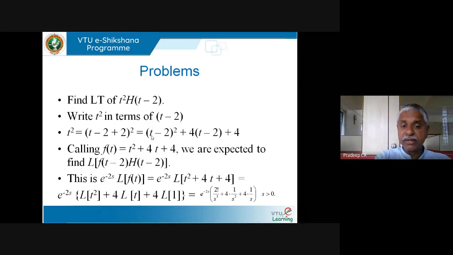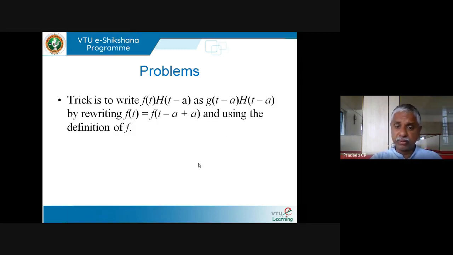And once you take f(t), in this case, t square plus 4t plus 4, I know how to find Laplace of that. I'm done. This is what I want to do. So go through this more carefully. Maybe I should show you one more example. I hope I have one more example.